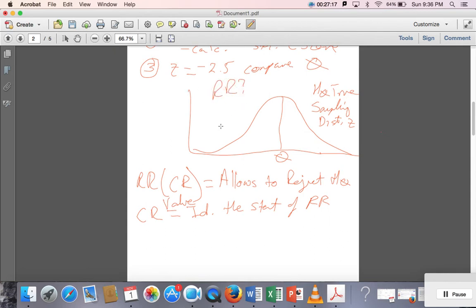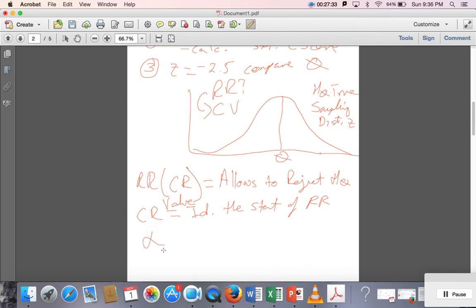I don't know. So what do I need to find my region of rejection? I need my critical value. So in other words, I need to identify the start of the region of rejection, and I do that by finding my critical value. So to find my critical value, what do I need?